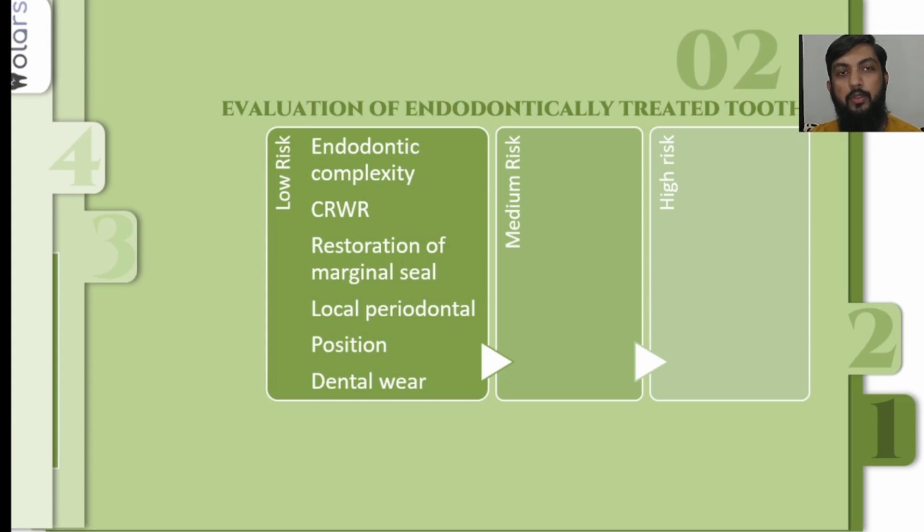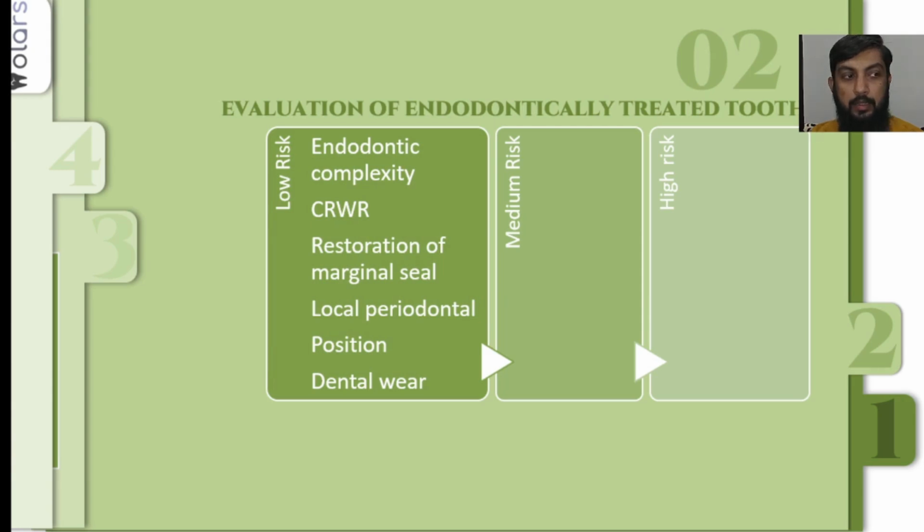In the restoration of the marginal seal of the preparation, they said that after you have completed your access cavity preparation or your root canal treatment, all the margins are above the gingiva in low risk. In medium risk, all the margins are at the gingival level or below gingival level, but can be managed with the margin elevation technique. In high risk, all the margins are below gingival level and you have to do a complex gingivectomy or something like that.